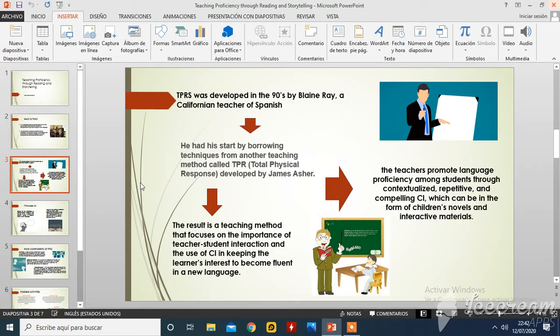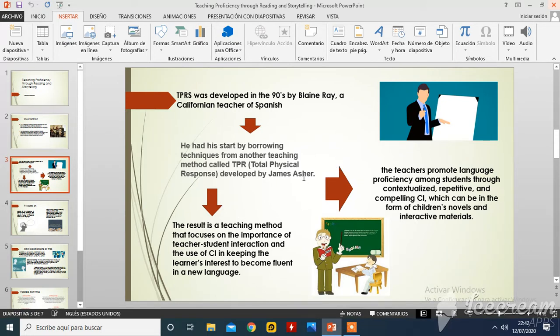TPRS was developed in the 90s by Blaine Ray, a Californian teacher of Spanish. He had his start by borrowing techniques from another teaching method, TPR, developed by James Asher. The result is a teaching method that focuses on the importance of teacher-student interaction and the use of CI in keeping the learner's interest to become fluent in a new language.